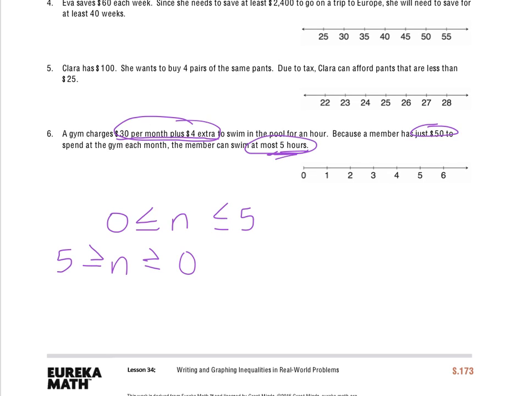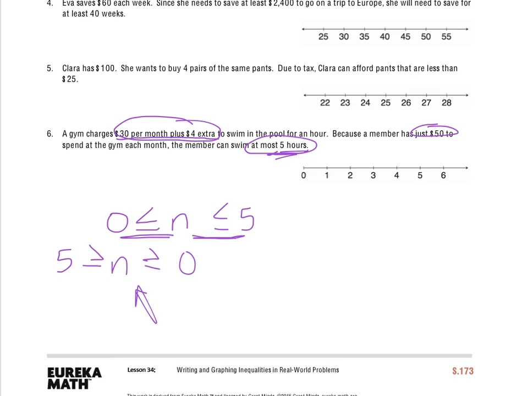So with these two statements, it's showing me that a member could swim 0 hours based on this, or up to 5 or less. So there's my inequality. 0 is less than or equal to n, which is less than or equal to 5. And then I wrote the other side of it down here.